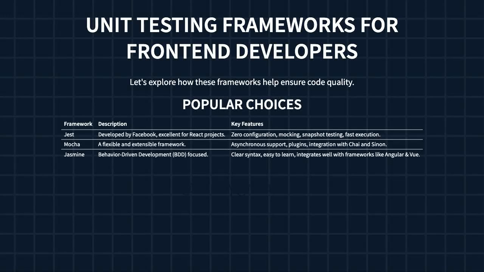Okay, let's talk about unit testing. As front-end developers, it's crucial we write tests for our components and functions. Essentially, making sure they do what they're supposed to. There are a few popular frameworks out there that make this process much easier. We have Jest, which is super popular especially with React projects because of its ease of use and zero configuration. Mocha is a really flexible framework that lets you customize almost everything. And then there's Jasmine. It takes a slightly different approach, focusing on behavior-driven development. Each has strengths, so exploring them is a great way to find the best fit for your project.